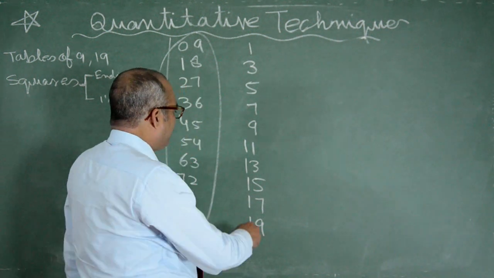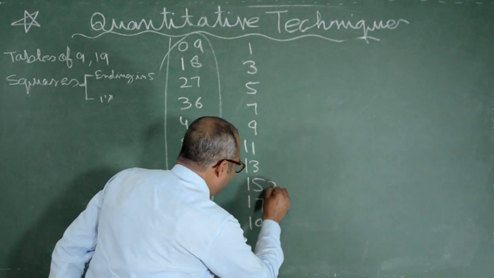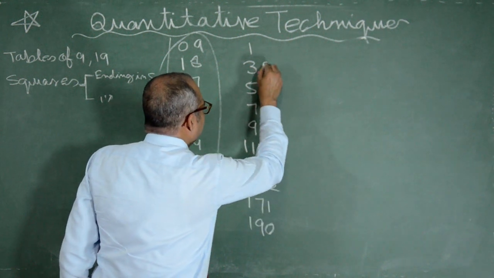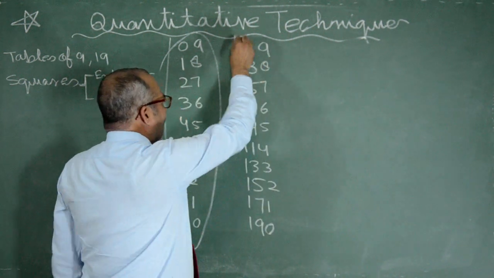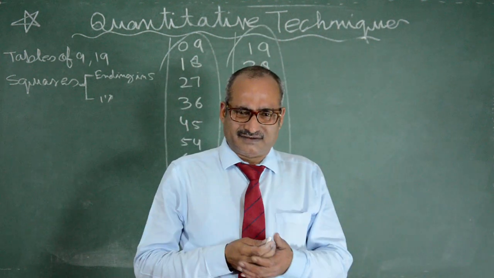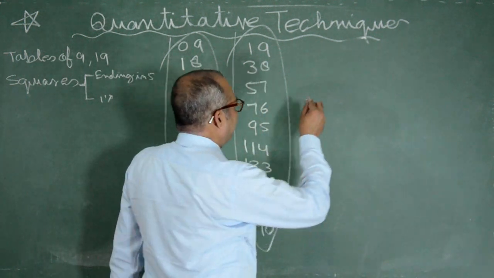Now again from bottom to top I will write 0 to 9, 0, 1, 2, 3, 4, 5, 6, 7, 8 and 9. Now this is table of 19. How easy it is. Now you can develop a trick for writing table of 29.